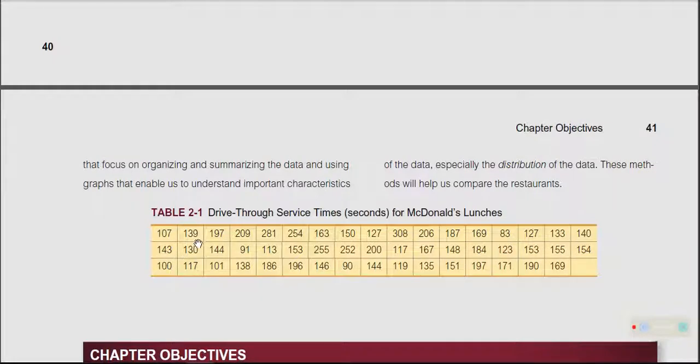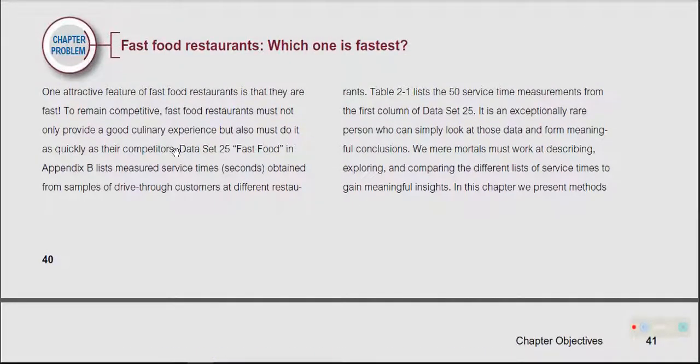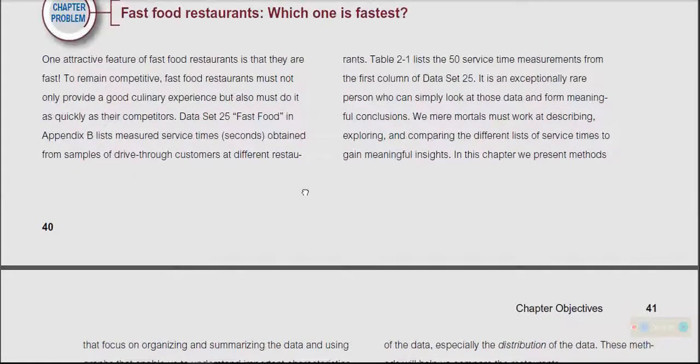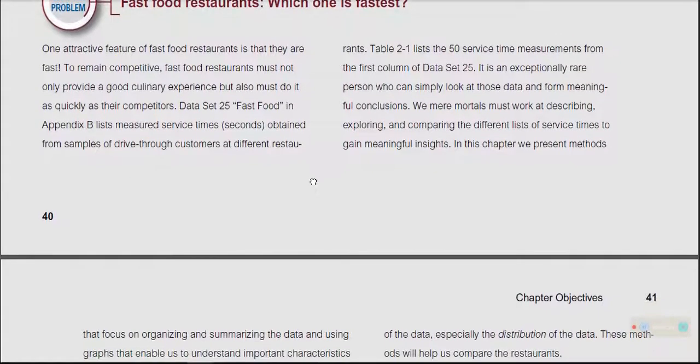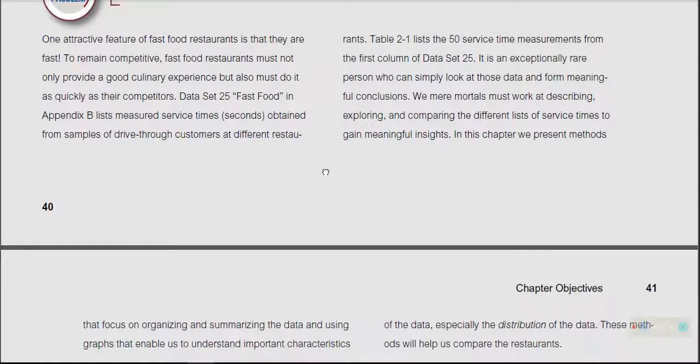Here is our data set. This is the drive-through service times in seconds for McDonald's lunches. So data set 25, fast food in Appendix B, lists measured service times in seconds obtained from samples of drive-through customers at different restaurants. Table 2-1 lists the 50 service time measurements from the first column of data set 25.